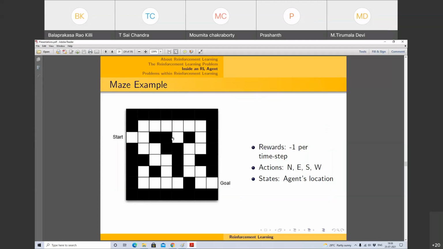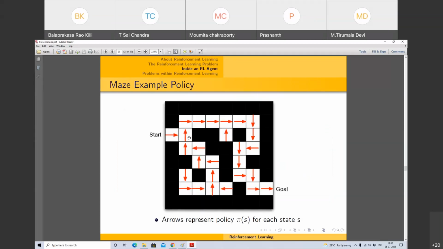If you see the example, the problem description goes like this. You have some robot here. You want the robot to reach the goal in the shortest path, in minimum number of steps. Now, how will the agent reach the goal in minimum number of steps? How to model this problem now?